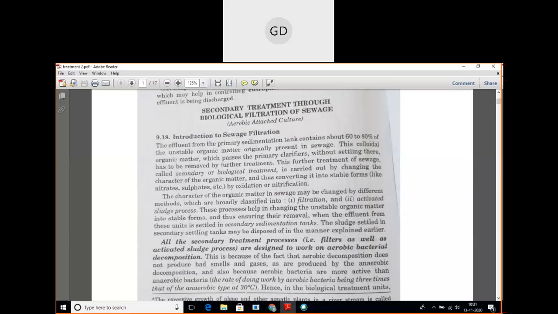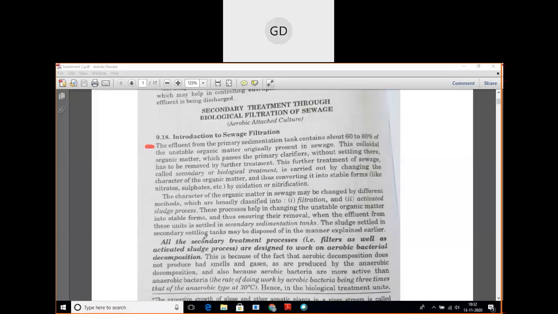Let us read it once. The effluent from the primary sedimentation tank, which we were studying before this, contains about 60 to 80% of the organic matter. That colloidal organic matter passes through the primary clarifiers, and I will show you what a primary clarifier is. Without settling there, it has to be removed for further treatment.